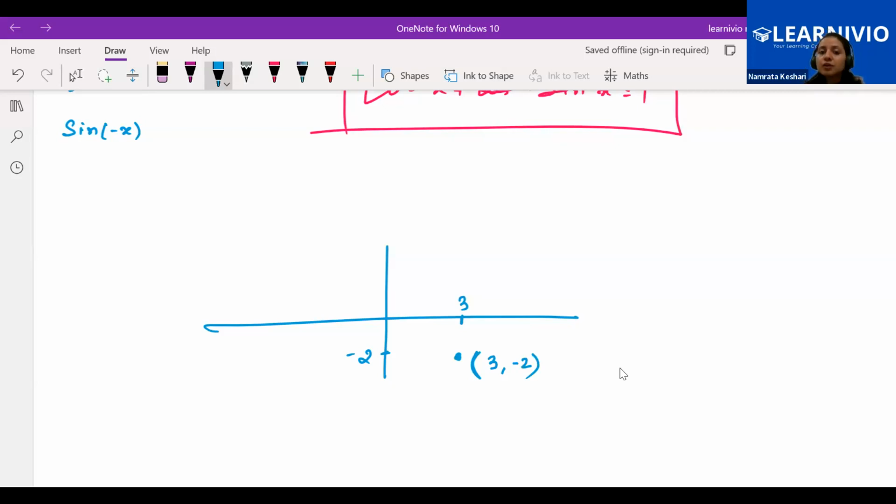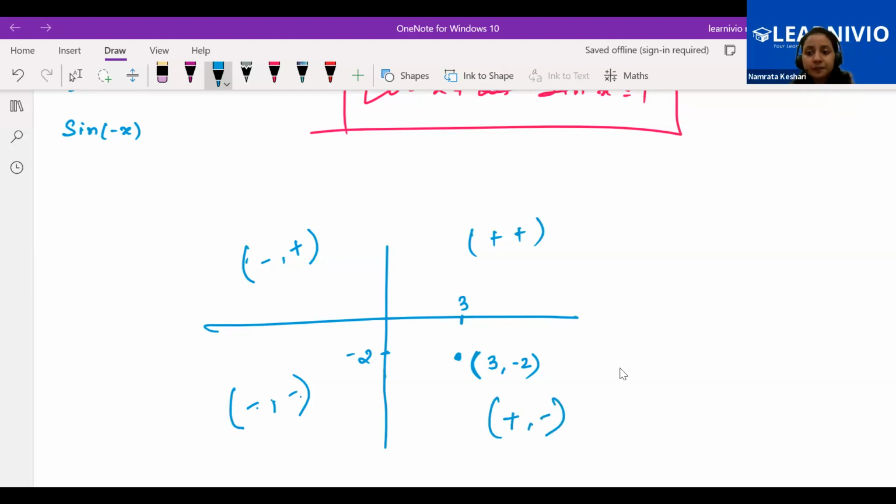In the first quadrant, all are positive. In the second quadrant, X is negative but Y is positive. In the third quadrant, X is also negative and Y is also negative, as you learned in the coordinate geometry chapter in class 9, when talking about the X coordinate and Y coordinate of points. And in the fourth quadrant, X is positive but Y is negative. Are you getting it?